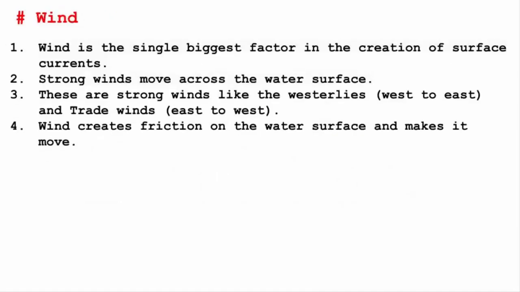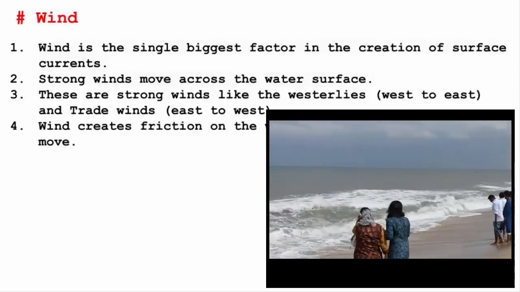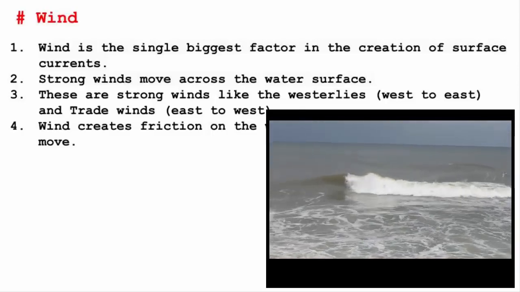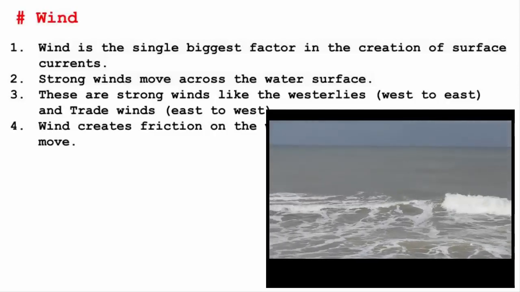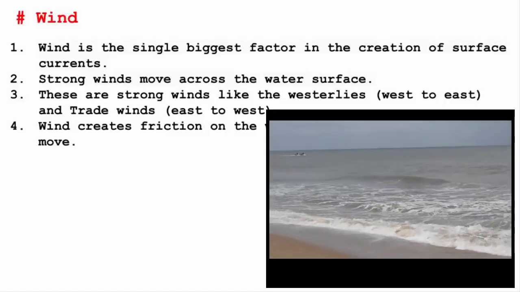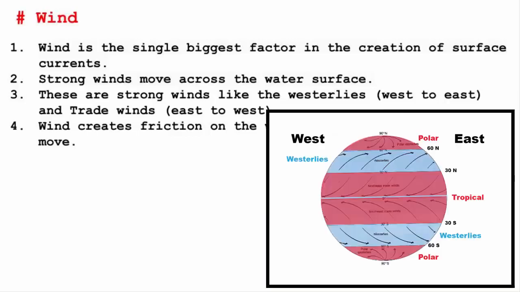The third factor is wind. Wind is the single biggest factor in the creation of surface currents. You must have witnessed this when you stand at a coastal region facing the sea. You'll find strong winds moving across the water surface, which apparently moves the surface of the water as well. Now these strong winds are continuous and constantly present both during day and night. The major winds are the westerlies, which blow west to east, and the trade winds, which blow east to west.